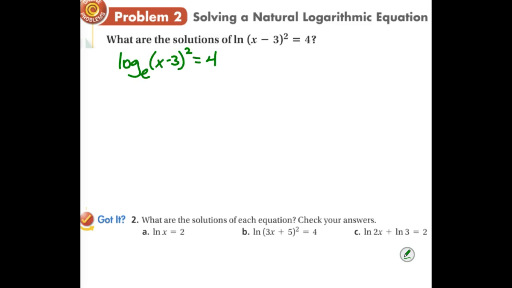So picture rewriting it exponentially. All right, it's a log equation. We're going to use its exponential form to solve it. So e to the 4th power gets us all of that stuff. Right, e to the 4th gets me the quantity (x minus 3) squared. Now, if I'm trying to solve for the x, I need to get rid of that square. How do I undo a square? Square root it, yep. So I'm going to square root both sides.